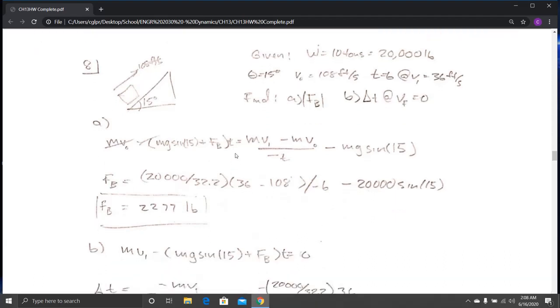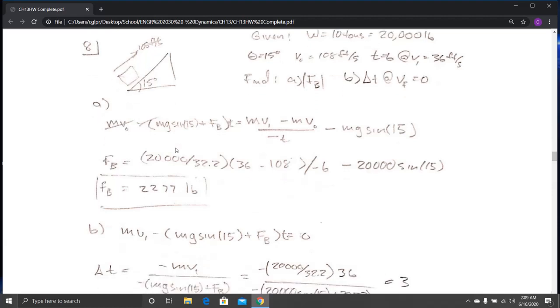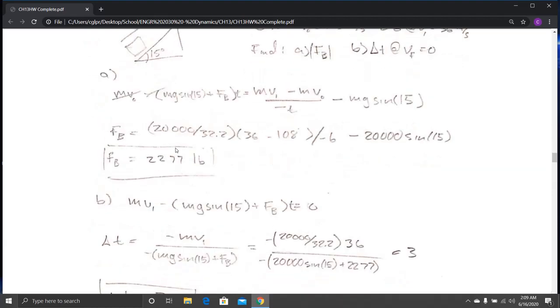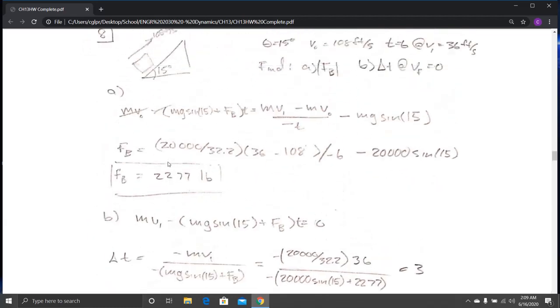Then go ahead and isolate for the braking force by subtracting the initial momentum, dividing by time, and subtracting the force in the x direction, and I find that the braking force is about 2,300 pounds.